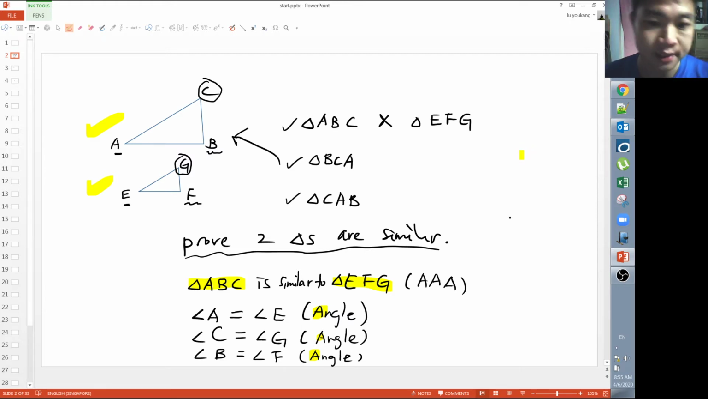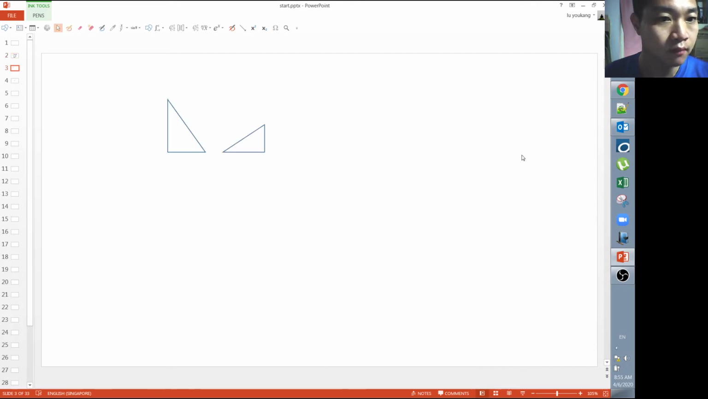Very simple. So I'm going to use another example to illustrate this concept again. Let me go to the next slide. So over here you have two triangles, and like I said, what I need to do first is label. So let's call this ABC, and let's call this EFG.